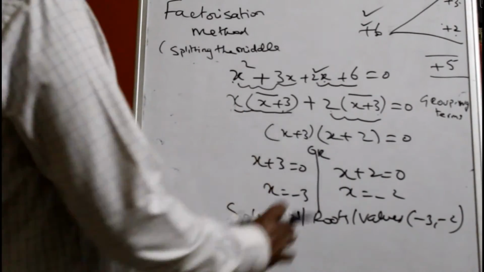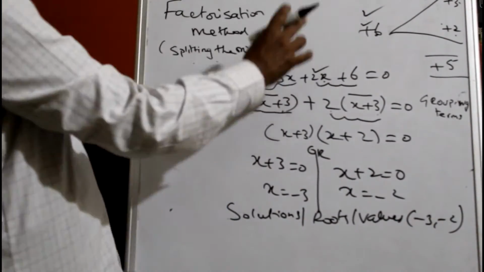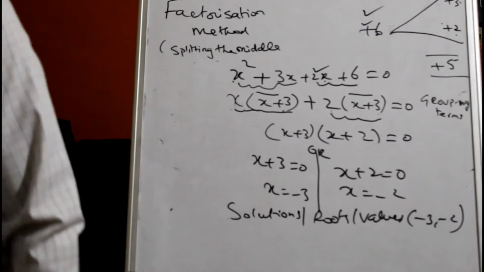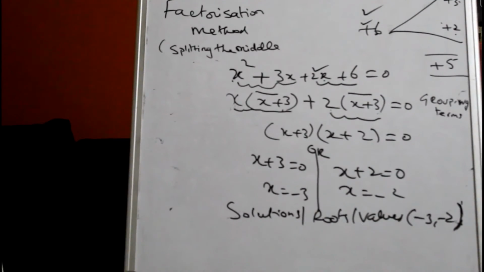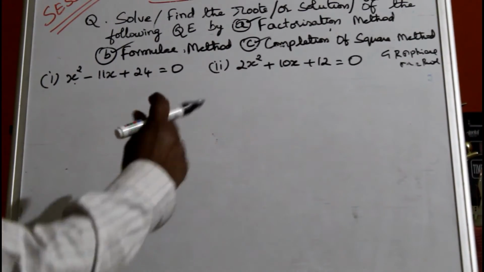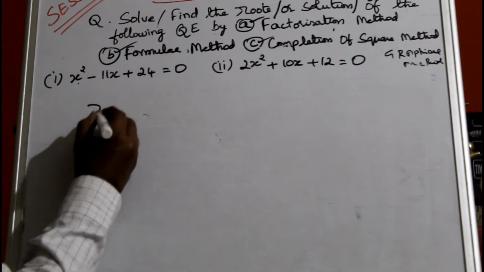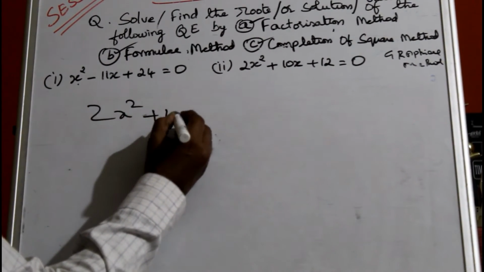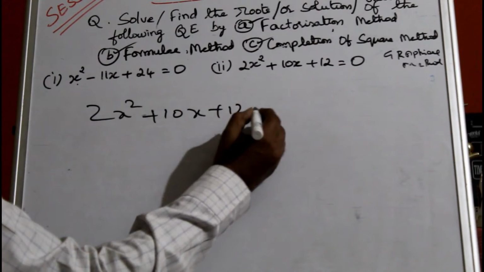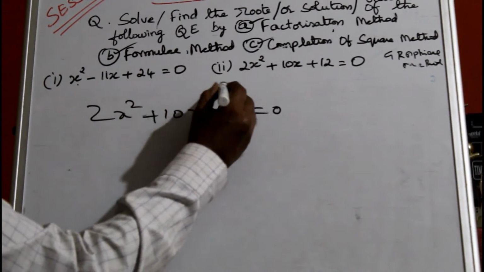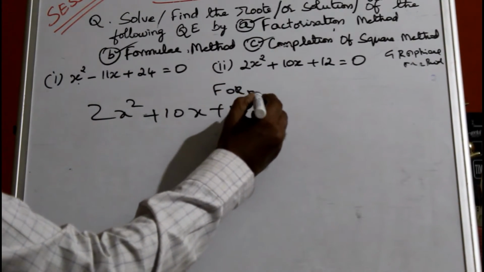So hope you understand. Next we go to the formula method, the same sum. 2x square plus 10x plus 12 equal to 0. We are going for the formula method.